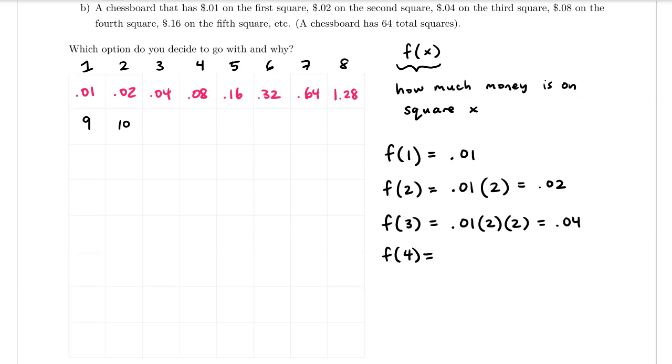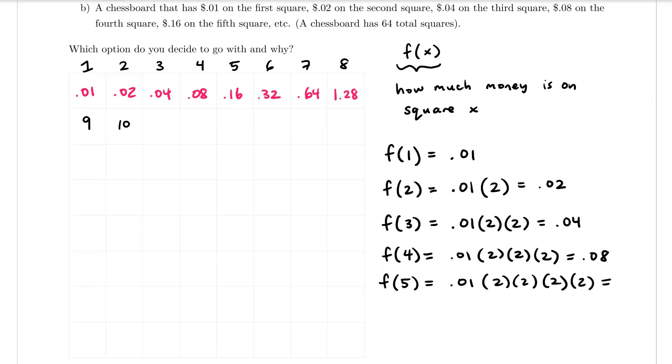Now for f of 4, I can take the previous amount, so I'm just going to copy this long form of the previous amount, and if I doubled that, then that would give us 8 cents, or $0.08. So could we write this in a way that is a little bit more compact instead of having to write a bunch of 2's? Because if I keep on going, I'm going to have to write out a lot of 2's. So the next one I'd have 1 cent times 2 times 2 times 2. That would represent the amount on the previous square, and I'm doubling that. And so that would end up giving me 0.16.